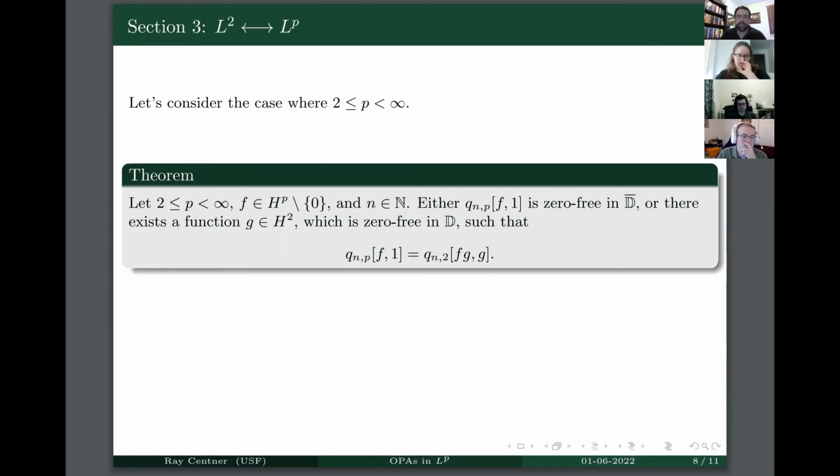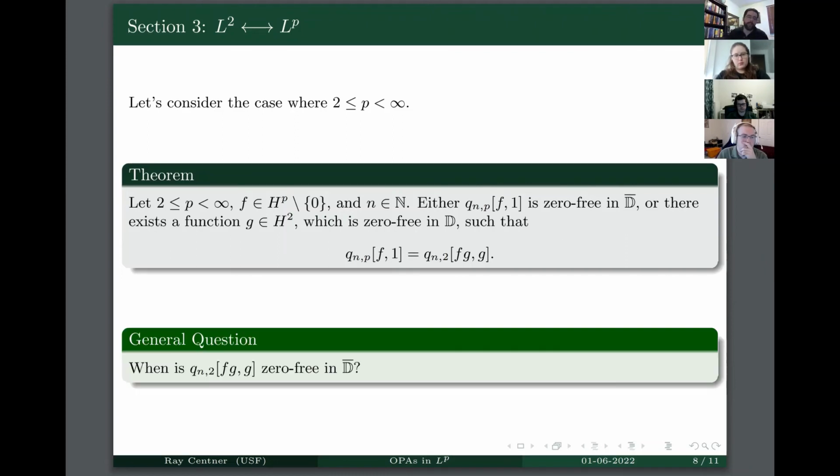That's not always so easy because we do not have Hilbert space techniques to use, but instead what we can do is study OPAs of the form Q_n^2 fg g, and then in that case we have lots of tools to use. So then our new question becomes, when is Q_n^2 fg g zero free in the closed disk?